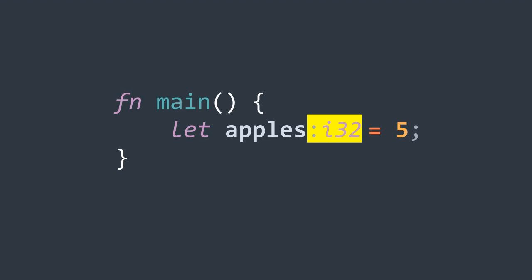When you do annotate the type, it looks like this: a colon after the variable name, and then the type. i32 is a signed 32-bit integer. We'll talk about primitive types in the coming videos. That's how you initialize a single variable.